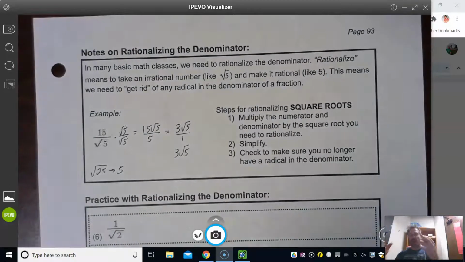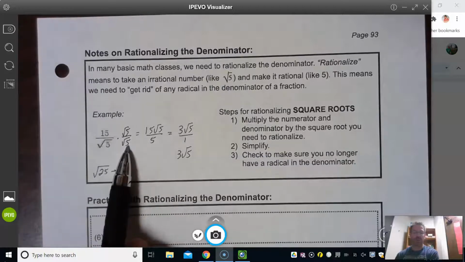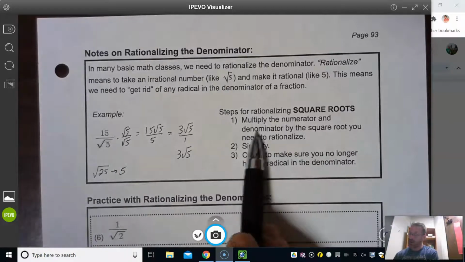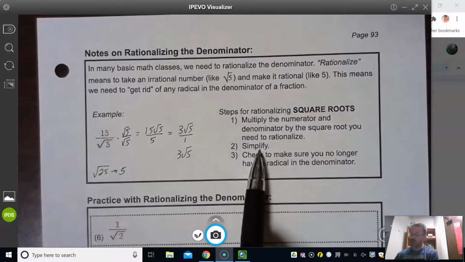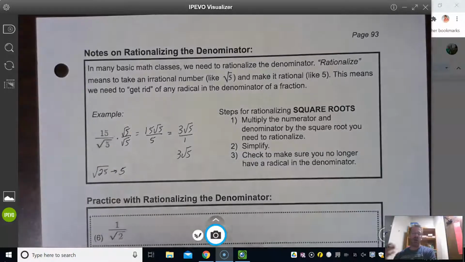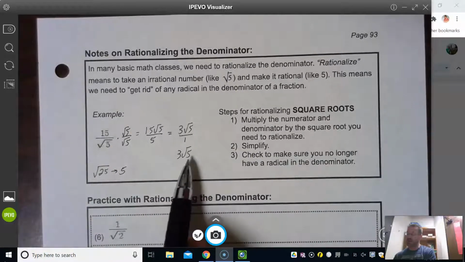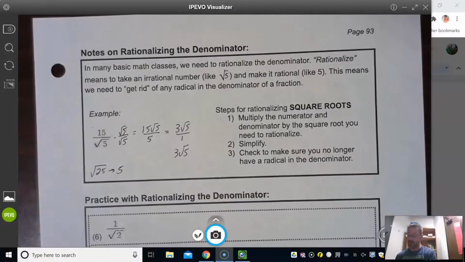So the idea behind rationalizing is that we multiply by the special 1 every time. We multiply the numerator and denominator by the square root we need to rationalize. We're going to simplify, and then once again, you always have to check and make sure, one, you don't have a radical in the denominator, but you also have to check your result. Maybe, depending on the number I have in here, I could have reduced that.